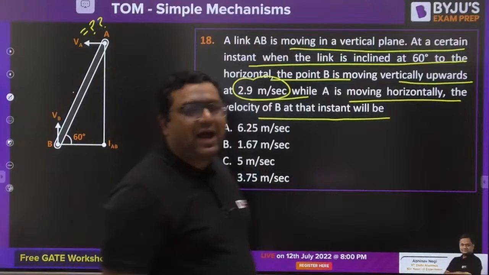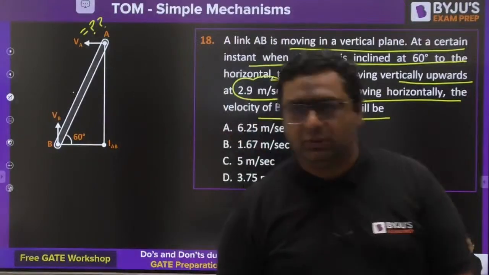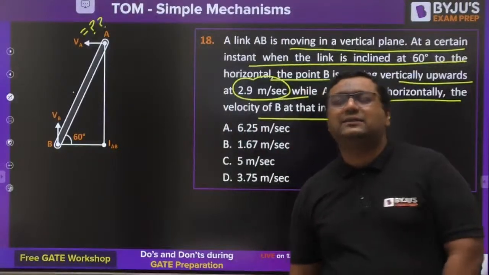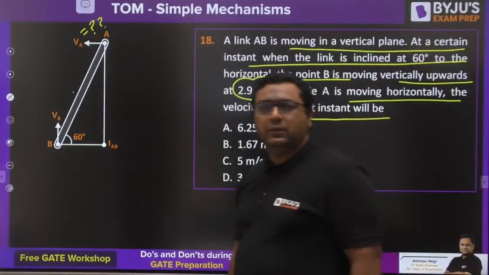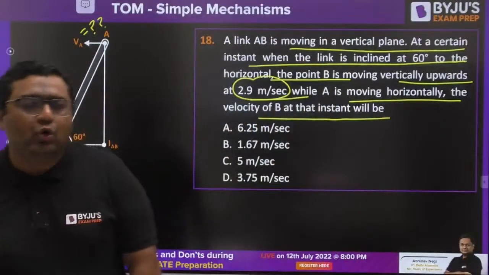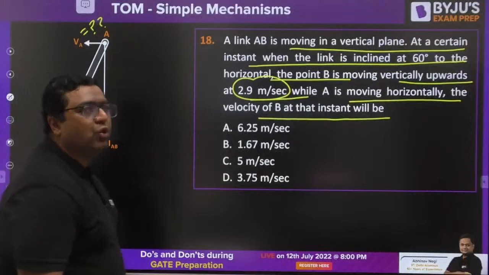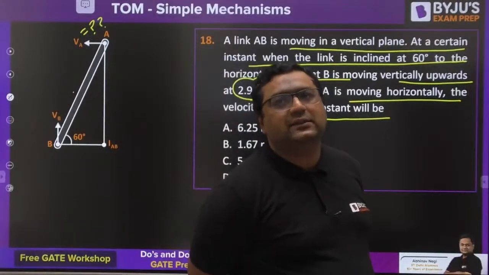Dear, locus of I center is known as centroid. Locus of I axis is known as axode. Centroid is the locus of I centers. Axode is the locus of I axis.